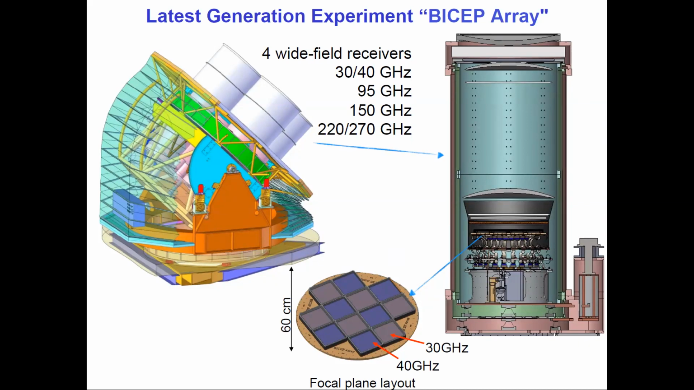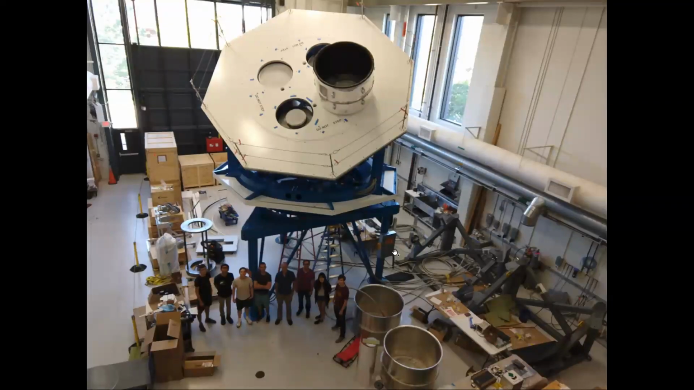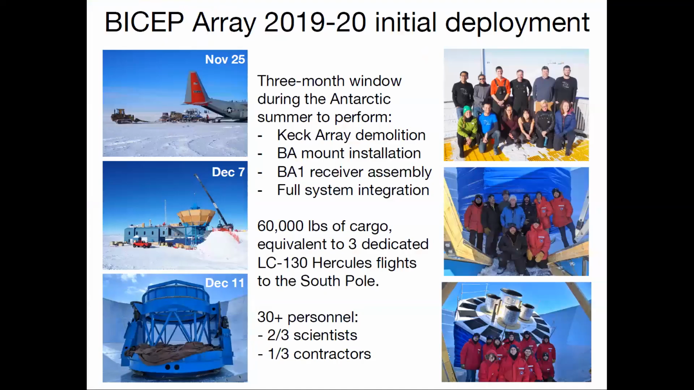All right, so the next generation experiment is called BICEP Array. It basically builds a new mount and a whole new set of telescopes to improve the sensitivity. There's a picture of it at my home institution, University of Minnesota. We built it in the high bay there. It's the team that I assembled to do that. And then we broke it all apart and shipped it to the South Pole and reassembled it. We did that in 2019. We had a 3-month window during which the planes can fly to the South Pole. So we had to demolish the old mount, build the new one, and get it all working before the end of the season. So that's the team that did that.